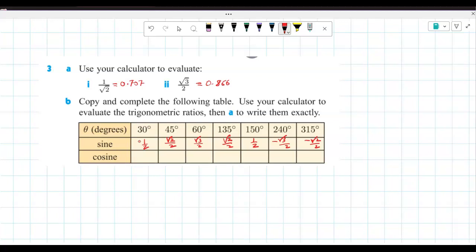Now I'm going to do cosine. Cos: root 3 over 2, root 2 over 2, half, minus root 2 over 2, minus root 3 over 2. 240 is the same as 60, so it is minus half. All silver teacups, the unit circle I am using. And 315 is like 45, where all silver teacups are positive: root 2 over 2.